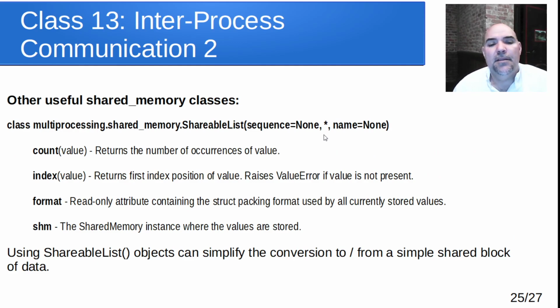Now, the shareable list, when you create one, has some methods. You can do count, which returns the number of occurrences of some value in that list. Index, which returns the index position of the value that we ask for. Format is a read-only attribute that has the struct packing format used by all the values that are stored in it. And then there's SHM, which is the shared memory instance where the value is stored. This is the equivalent of that buffer we saw earlier in a shared memory object. It's just called SHM, which stands for shared memory. That's the buffer version of all of this stuff.